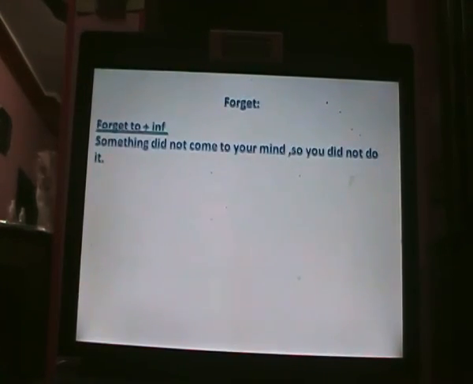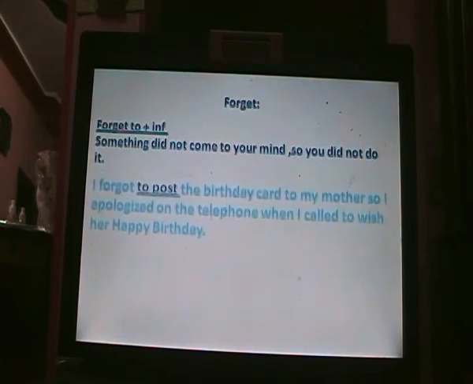Forget. Forget to plus infinitive. Something didn't come to your mind. حاجة ما جاتش على بالك يعني نسيتها. So you didn't do it. عشان كده ما عملتهاش. يبقى forget ينسى الحاجة دي. يعني الحاجة ما خطرتش على باله وما عملهاش.